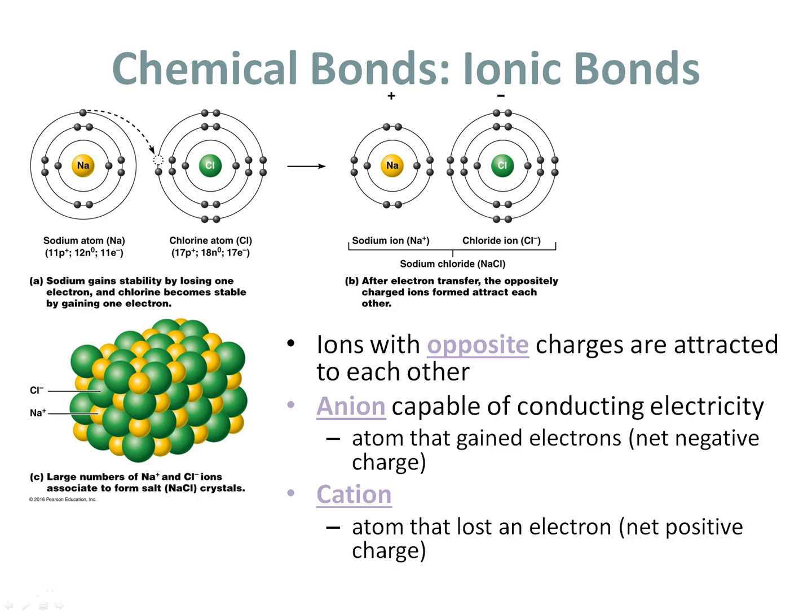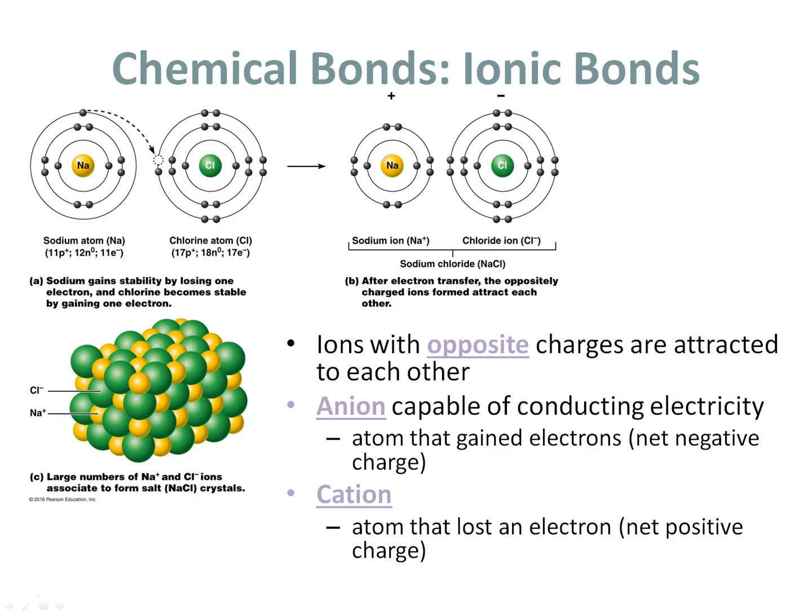So that electron will go from sodium to chloride, and then sodium will be slightly positively charged because it's given up a negatively charged electron, and chloride will be slightly negatively charged because it has gained an electron. Because opposites attract, sodium and chloride are going to be attracted to each other and form an ionic bond. So an ion is a charged atom, and ions with opposite charges are attracted to each other.